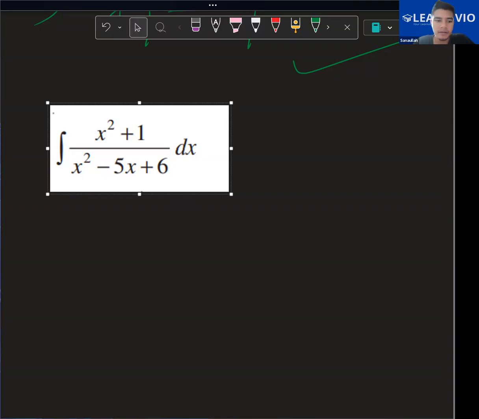After this, I will explain to you how you will solve it if you have a power 2 or a cubic equation in the denominator.